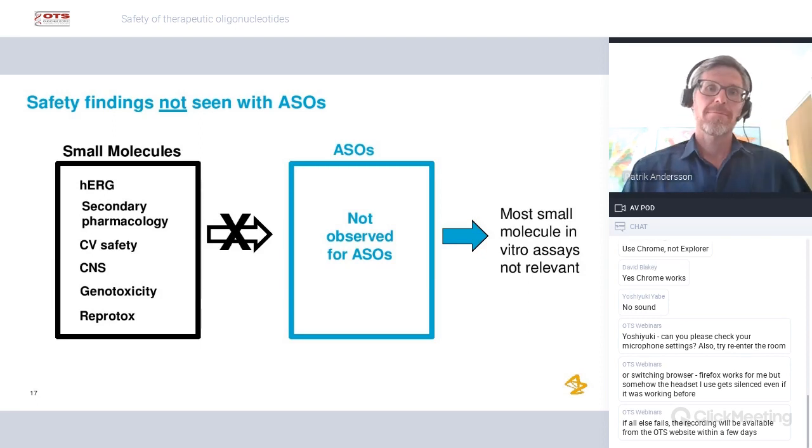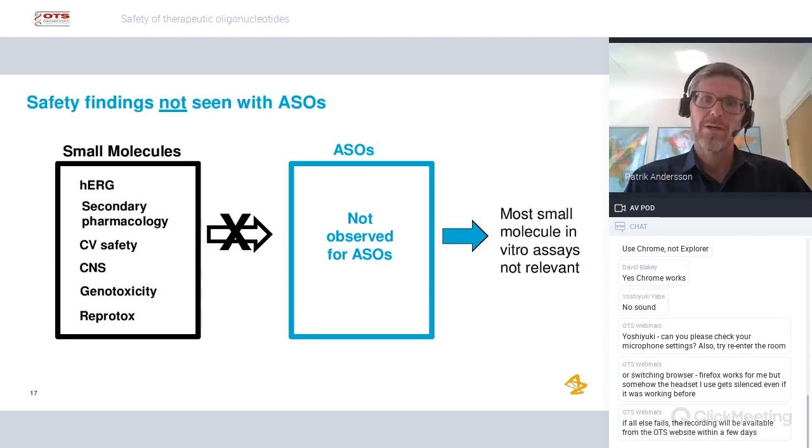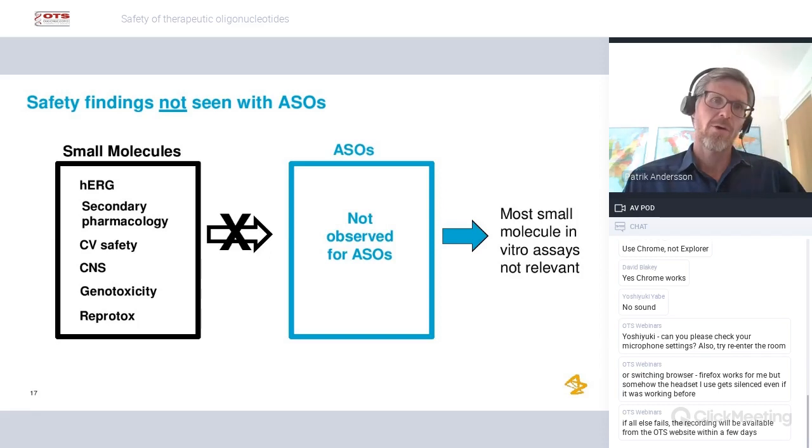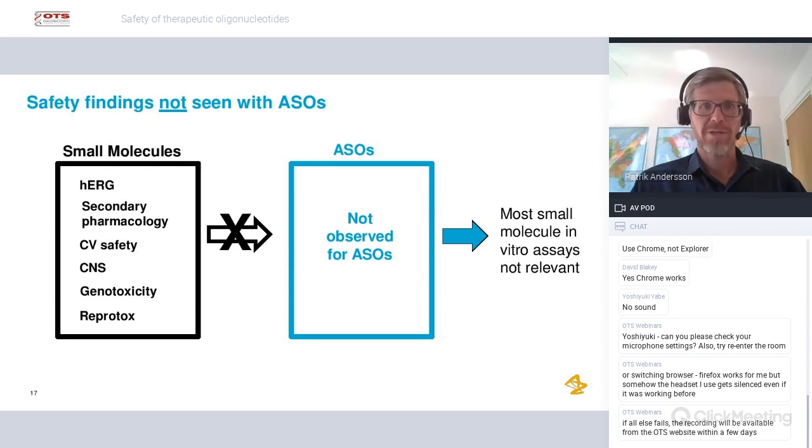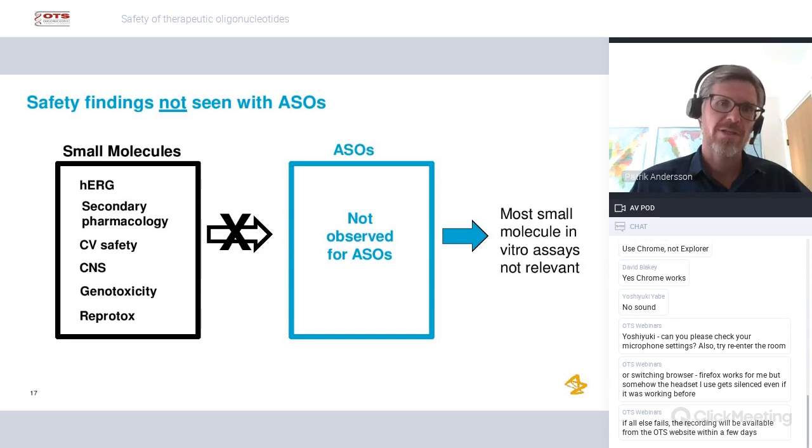So, as I mentioned, there are small molecules. I come from a small molecule background. I started as a small molecule toxicologist. And then we had a lot of things in this black box here that we had to worry about. HERG is an ion channel in the heart. The molecules should not hit that. There were automated ion channel screenings developed. Secondary pharmacology, we submitted compounds into panels of off-target assessment, if you like, or secondary pharmacology screening. Cardiovascular safety, a lot of tests for that. CNS, genotoxicity, reprotoxicity, fetal toxicity, etc. These things that are relatively common for small molecule programs.